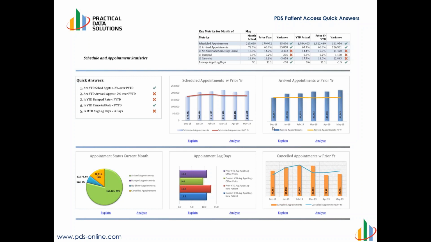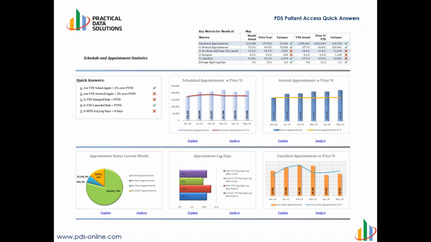So if we take a look at one of these measures like appointment lag days, and we're trying to get our patients into place, some things that are hopefully working to get our patients in faster, we can compare the prior year to what we're doing this year and really visualize there that we're doing a little better this year and getting our patients in a quicker fashion.